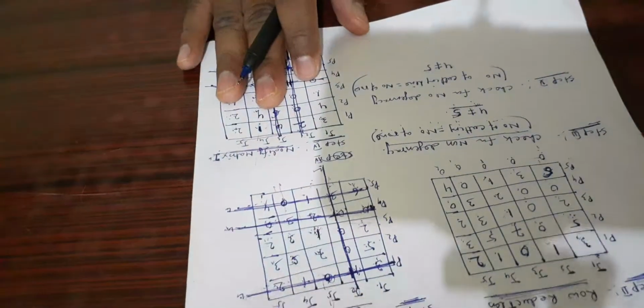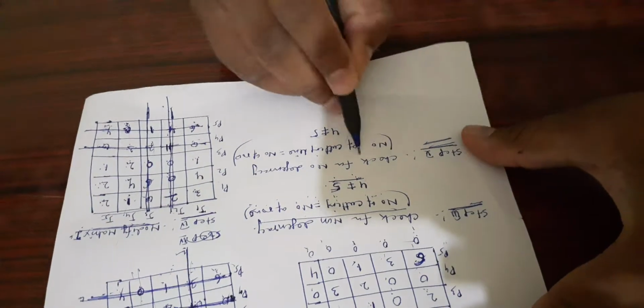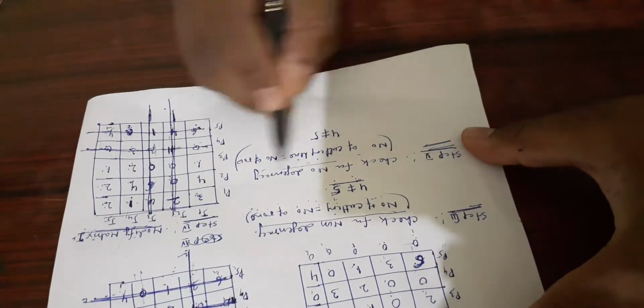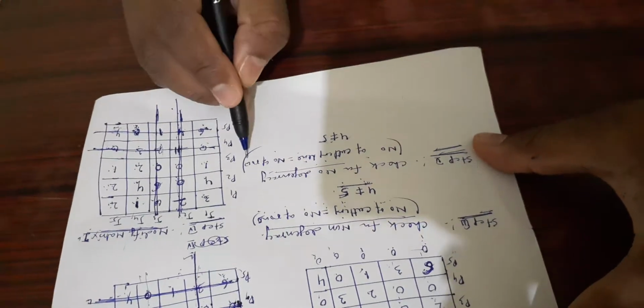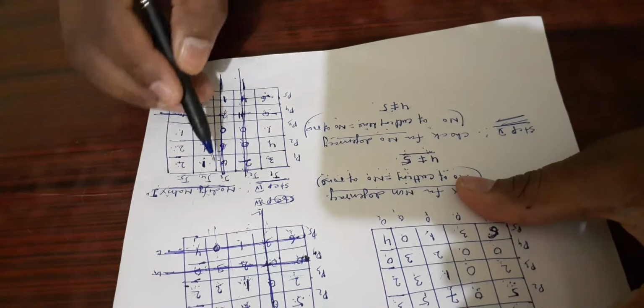After completing this modified matrix 1, go to the next step, check for non-degeneracy. The number of cutting lines should be equal to the number of rows. See that here, similarly, where is the maximum 0?